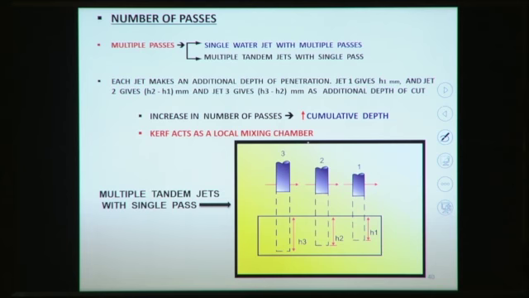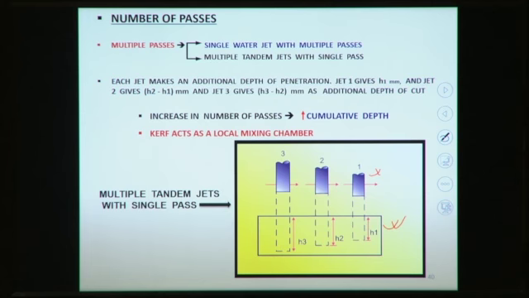Okay, so here you can see a single water jet with multiple passes. Here the same single water jet we are using with multiple passes, or multiple tandem jets with a single pass. Each jet makes an additional depth of penetration. Jet 1 penetrates up to H1, then jet 2 gives H2 minus H1 as the local mixing chamber, and jet 3 gives H3 minus H2 millimeter as the additional depth of cut.